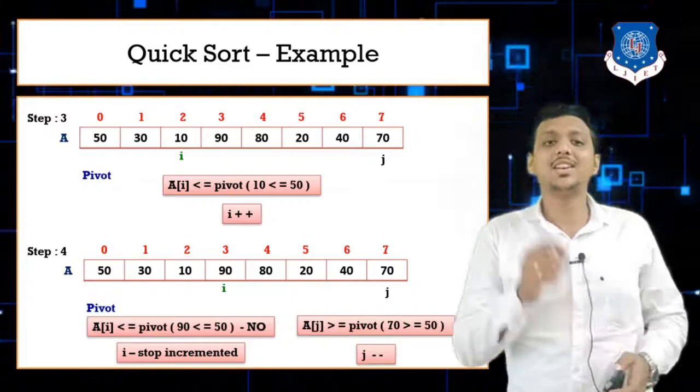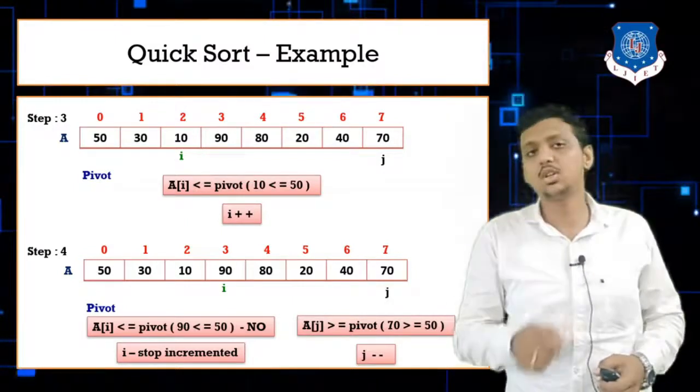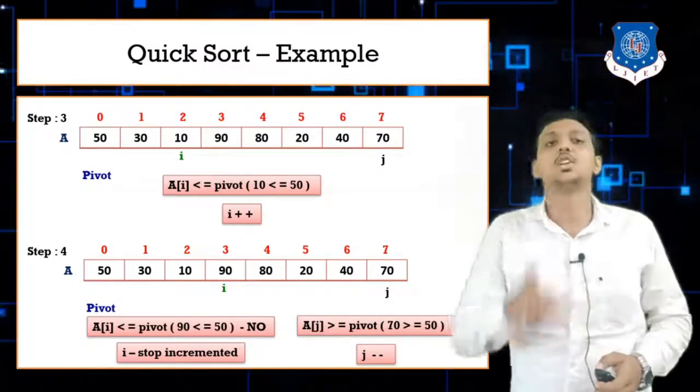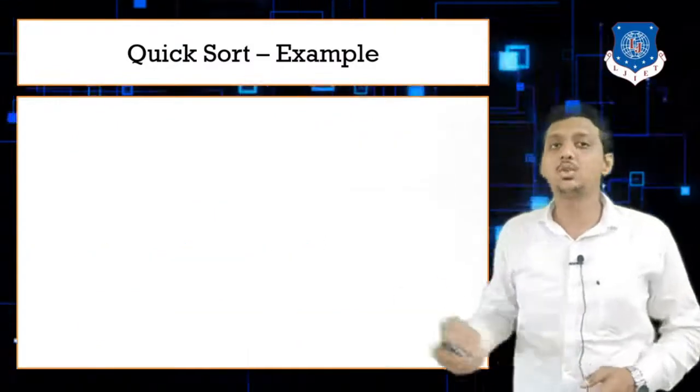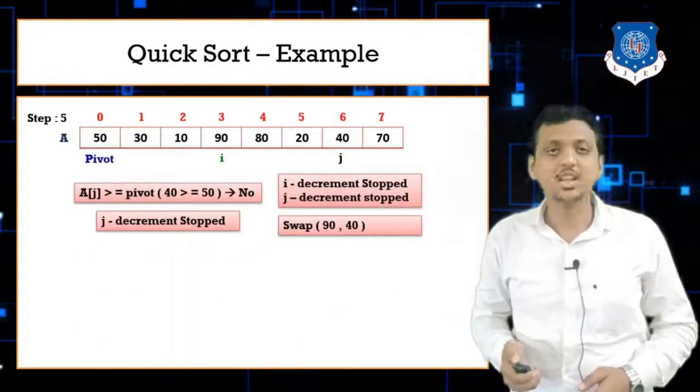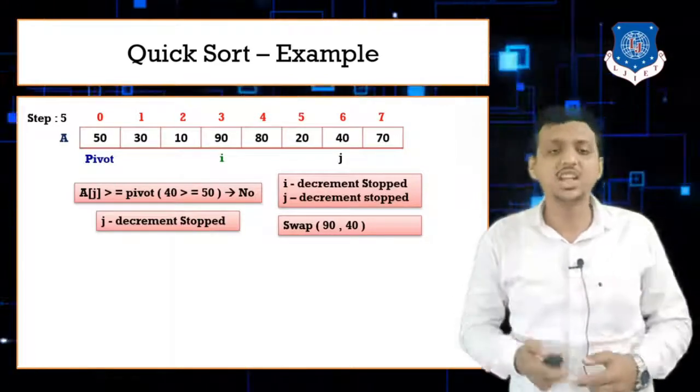Just check it out. 70 is greater than 50? Yes or no? Yes. So J should be decremented. So J goes to 40, like this.